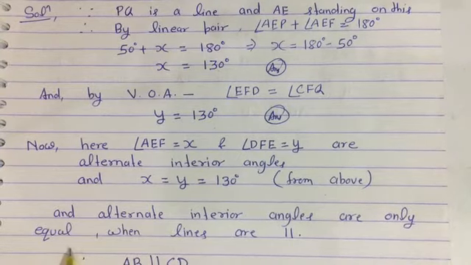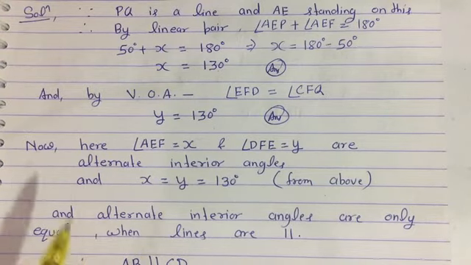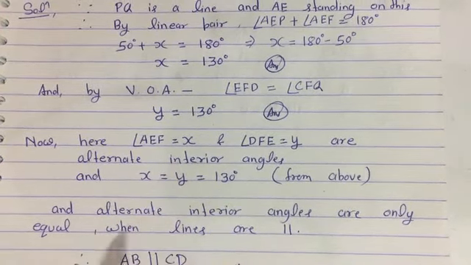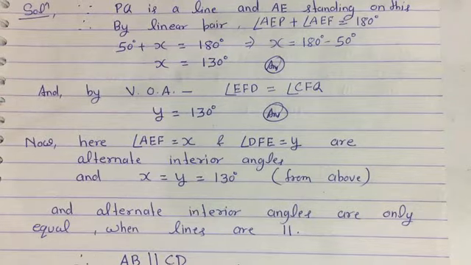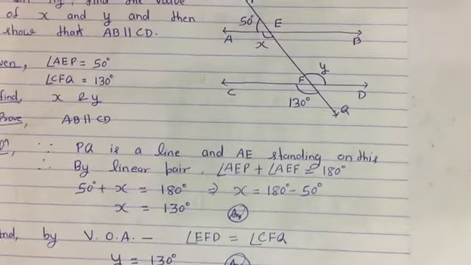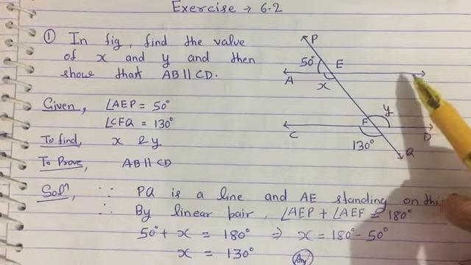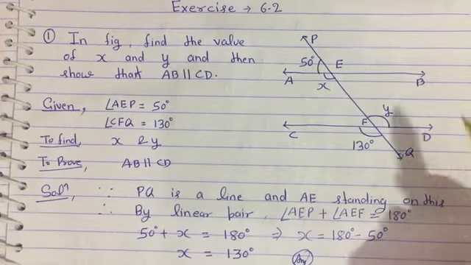Alternate interior angles are equal only when? When lines are parallel. Okay, that's why here we are saying that AB is parallel to CD. This is the complete proof of this question, solution and proof both. This line AB is parallel to CD.